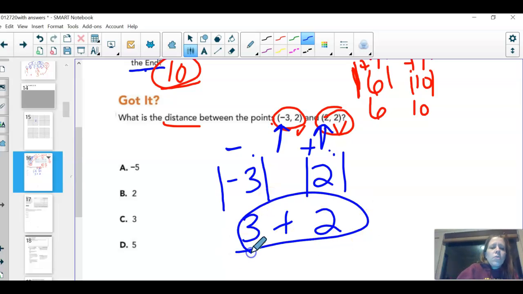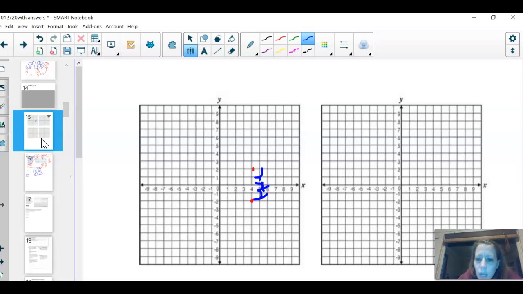So 3 plus 2 equals 5. So the answer equals 5. Let's go ahead and double check it. So I have negative 3, 2. A la izquierda 3 veces y 2 arriba.